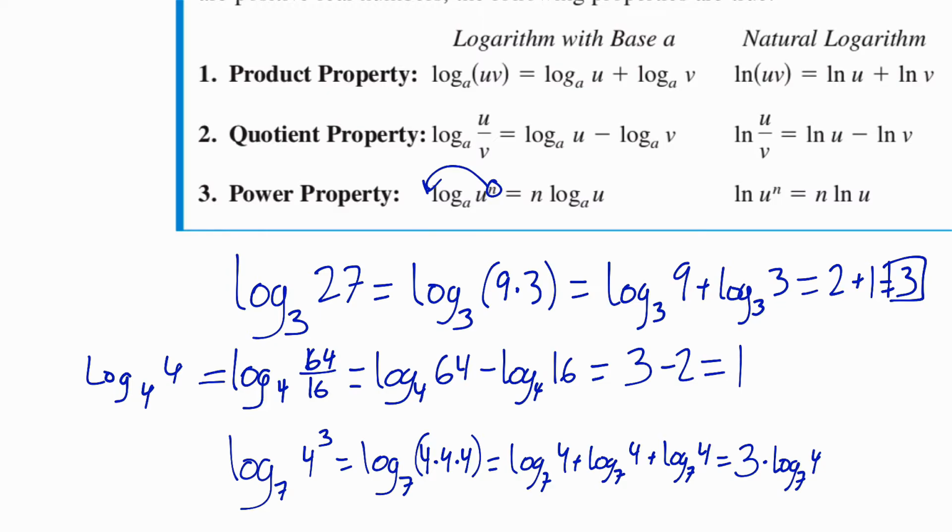Now, all three of those properties also apply if using the natural log. So the natural log of u times v is the same as natural log of u plus the natural log of v. Natural log of u divided by v is the natural log of u minus the natural log of v. And then natural log of u to the n is the same as n times the natural log of u. So all those properties hold true regardless of what base you're dealing with. So log base a, log base 10, log base e, aka the natural log, all those properties hold true. On the next page, we're going to try to apply those properties.